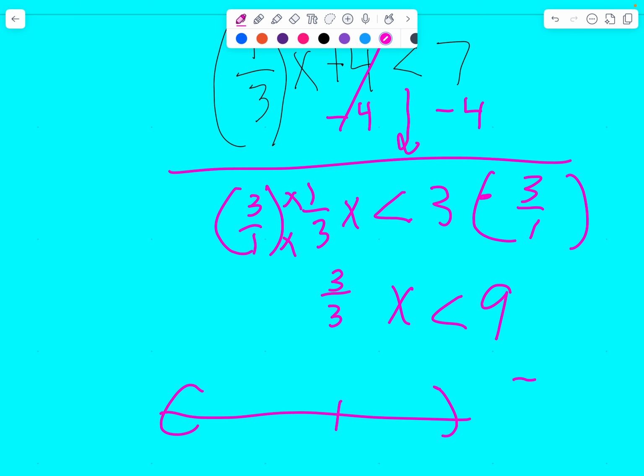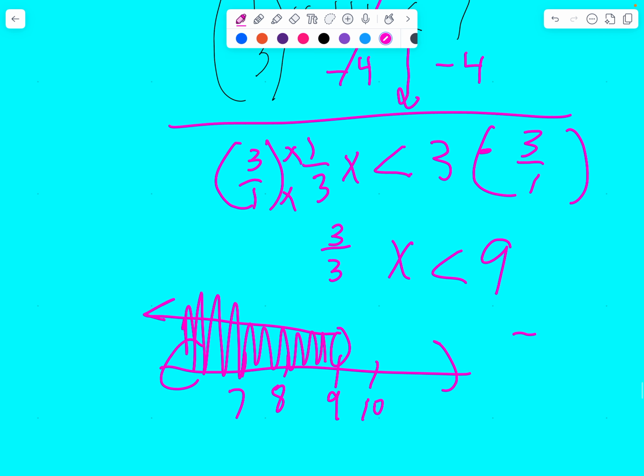So we have 7, 8, 9, 10. I have an open circle because it's a less than sign, and I'm headed towards negative infinity because it's a less than sign. So I'm going to shade everything to the left. That's your graph.